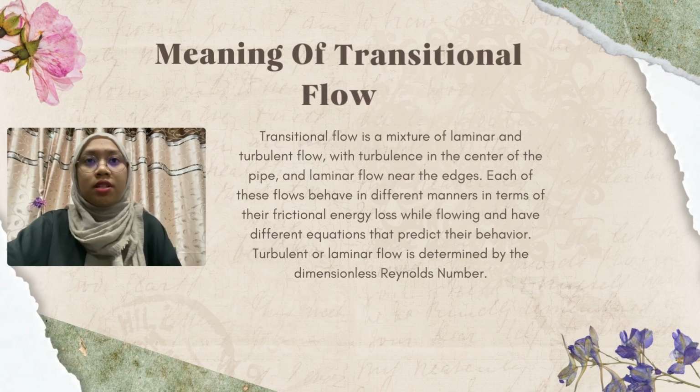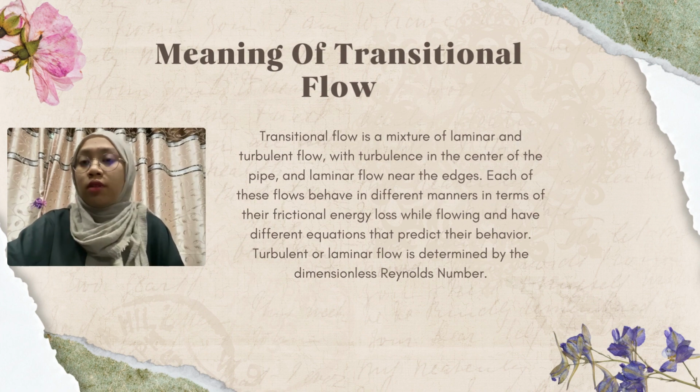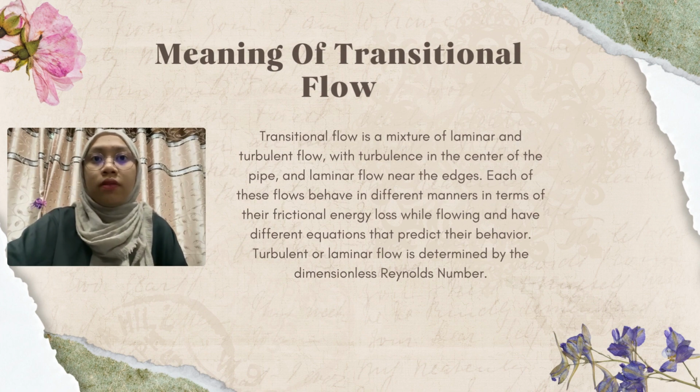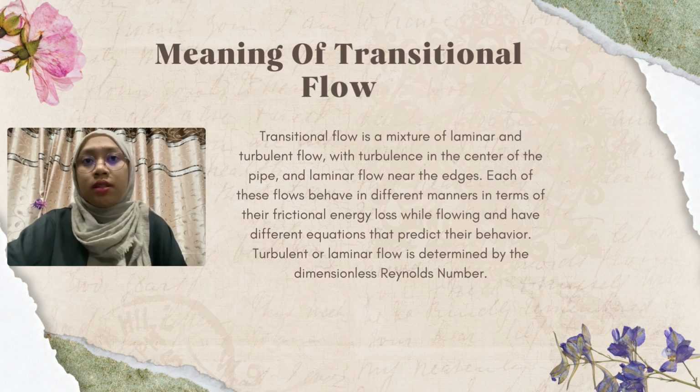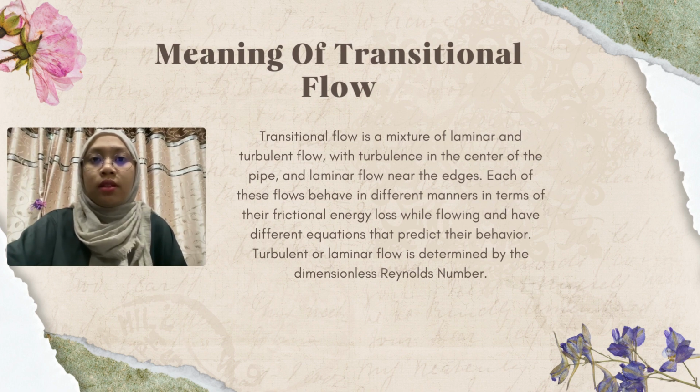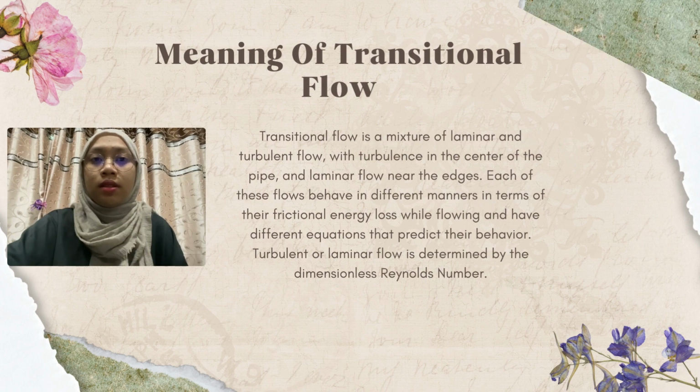Meaning of transitional flow. Transitional flow is a mixture of laminar and turbulent flow, with turbulence in the center of the pipe and laminar flow near the wall. Each of these flows behaves in a different manner in terms of frictional energy loss while flowing and has different equations that predict their behavior. Turbulent or laminar flow is determined by the dimensionless Reynolds number.